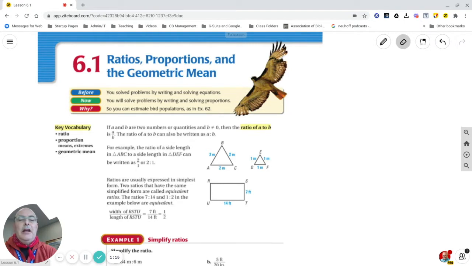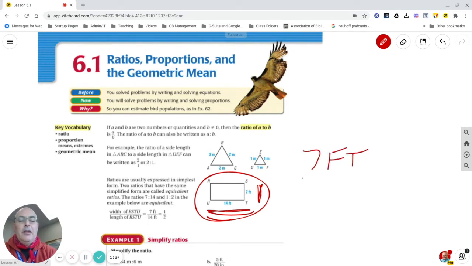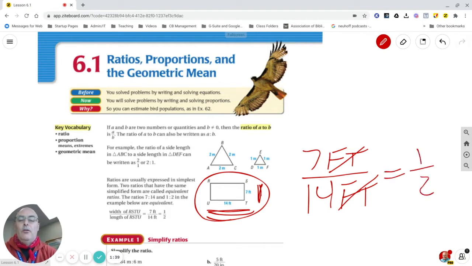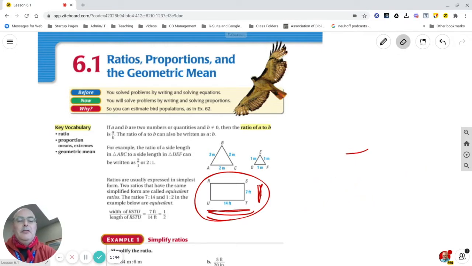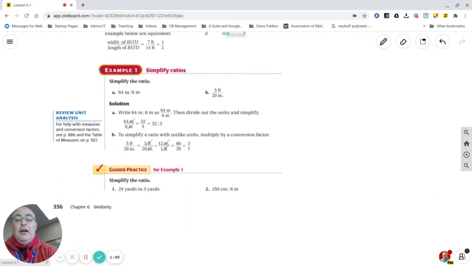Let's take a look now at the ratio of this rectangle, specifically the width to the length. Well, the width of the rectangle is 7 feet and the length is 14 feet. Here again, we have the same units, they cancel out. So we have 7 over 14, which is a ratio of 1/2 or 1 to 2. Pretty straightforward, but again, the key thing here is to ensure that our units are canceling out.